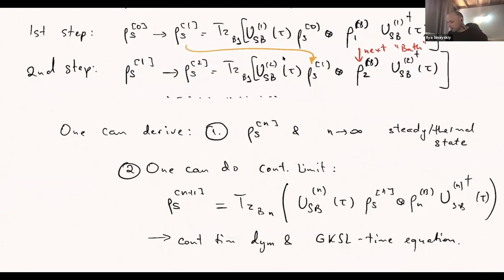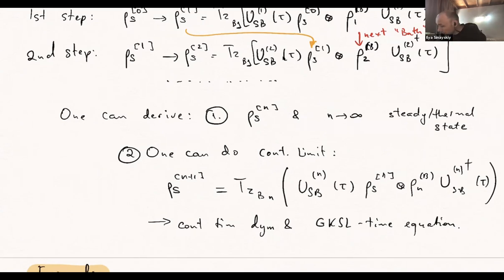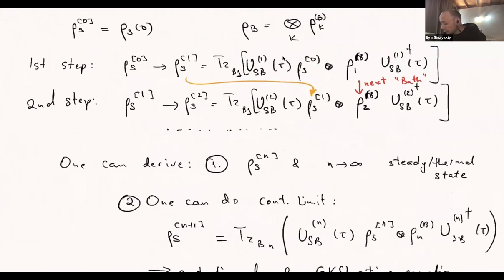And from this discrete equation, which relates the n plus one step and the state of the density matrix on the n step, you can get some sort of master equation. And you can show that under certain conditions, this will be exactly the GKSL master equation. That's why this approach is also gaining popularity, because it allows you to obtain the same results using slightly different footing. And it also allows different modifications and gains.